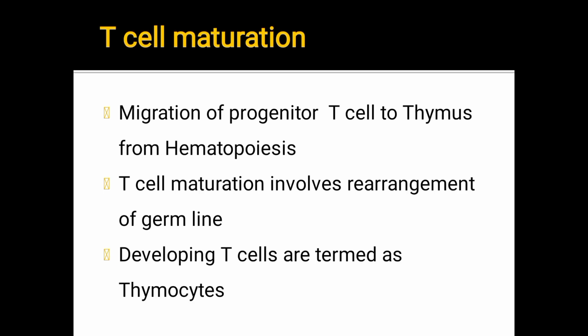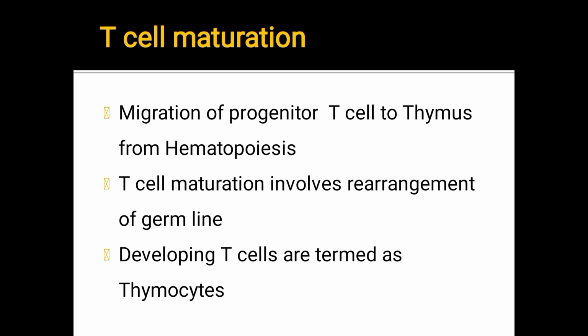Next we see the maturation of T cells. The migration of progenitor T cells from the early sites of hematopoiesis to the thymus takes place at about day 11 of gestation in mice and in the eighth or ninth week of gestation in humans.